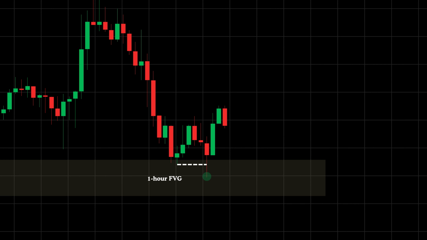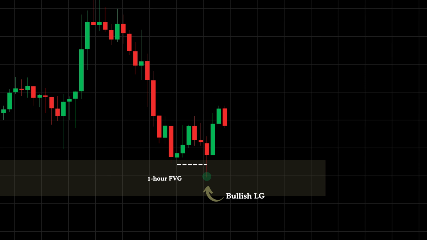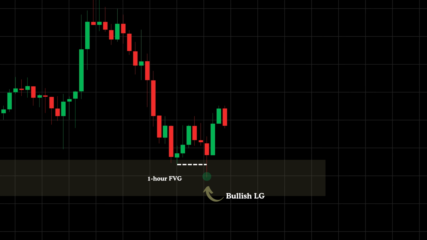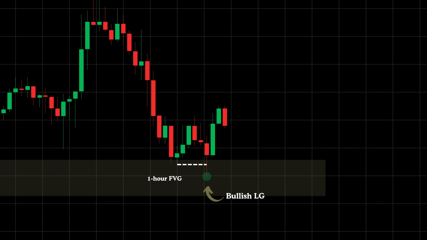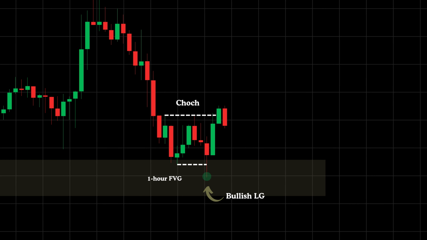At this point, you're looking for signs of a potential reversal. A strong clue is a bullish liquidity grab, where price dips beneath a recent low, triggers stop losses, and quickly bounces back. If that movement also breaks a nearby bearish structure on the lower time frame, it serves as added confirmation. In essence, that's a change of character.